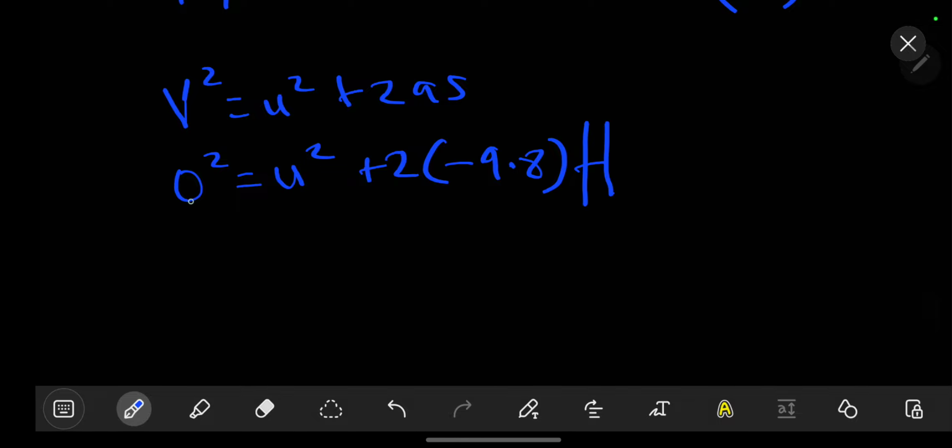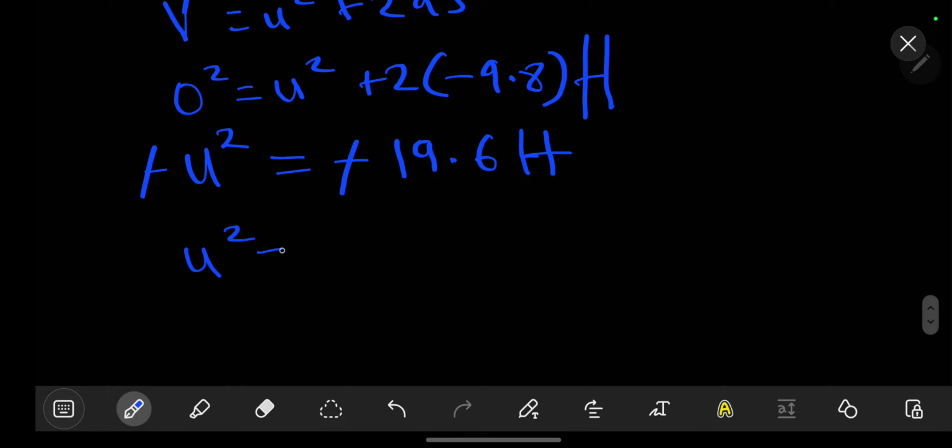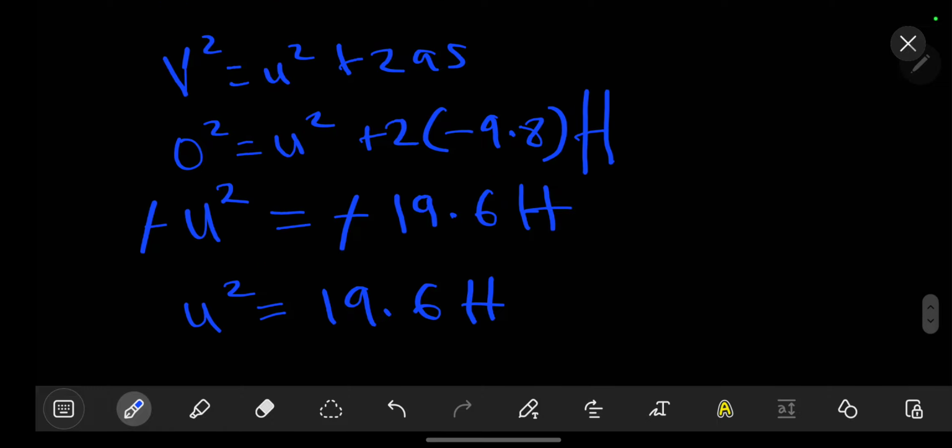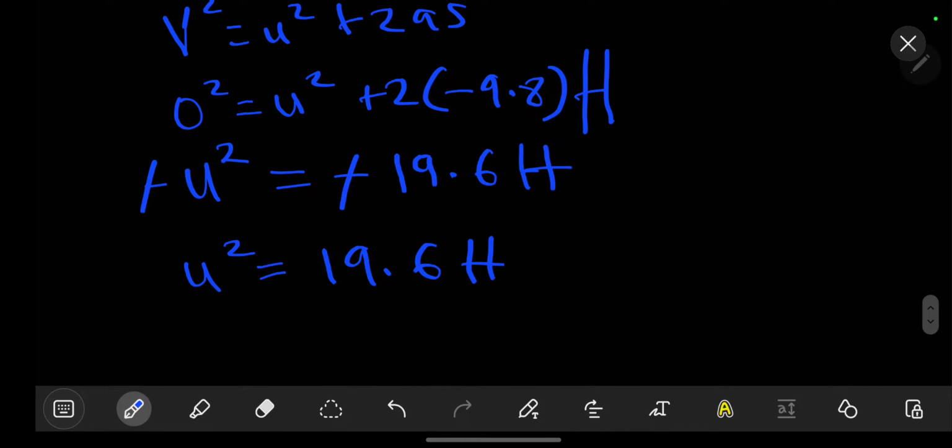So we take the u this side, we are going to have u squared should be equal to negative 19.6. So even this one, when it comes there, it will be negative. Then we have h like that. So our h value will be equal to this. Before we take it any further, let's just leave it like this. We can just cancel the negatives since they are on both sides. So we have u squared should be equal to 19.6h like that.